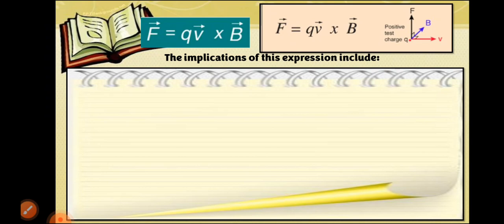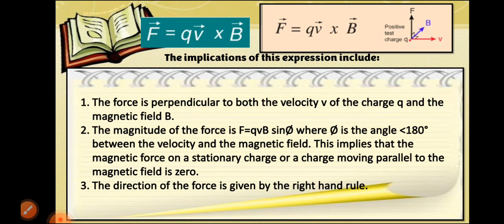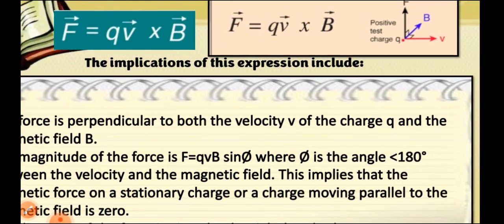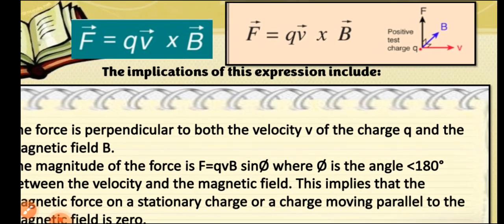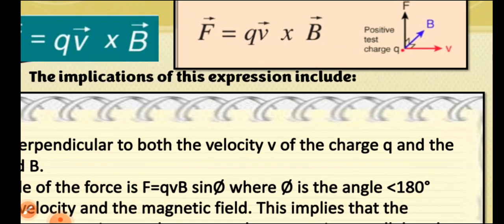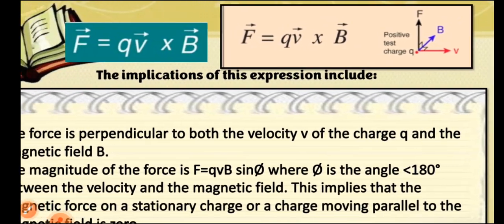So the implications of this expression include the following. One, the force is perpendicular to both velocity v of the charge q and magnetic field B. So, take a look at this graph. The magnetic force F is perpendicular to the velocity v.